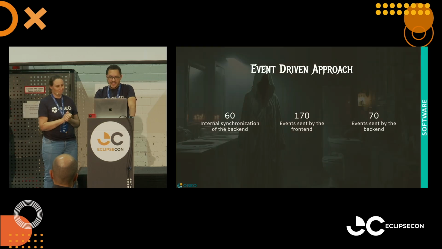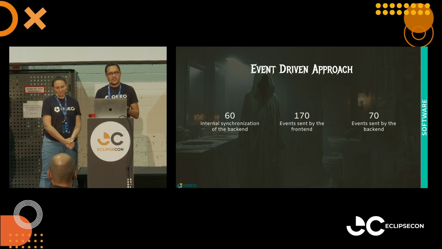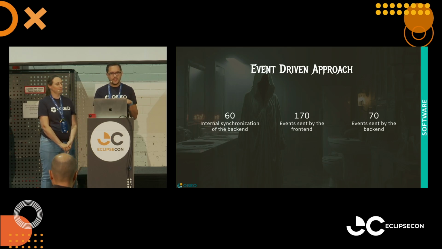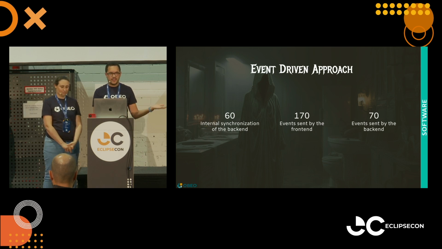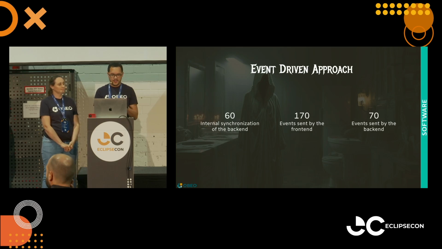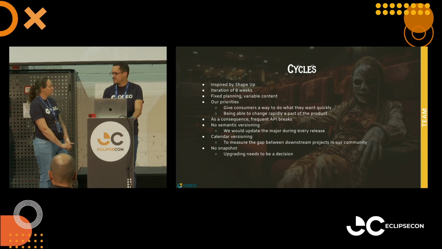Sure. So how are we using this event-driven approach in practice? Here are some numbers to give you a general idea. We have about 60 internal events for the synchronization within the backend. We're close to 200 for events sent by the front end to synchronize the backend, and the other way around, we are at 70 events that can be sent by the backend to synchronize part of the front end. Okay, so you need synchronization in the software.